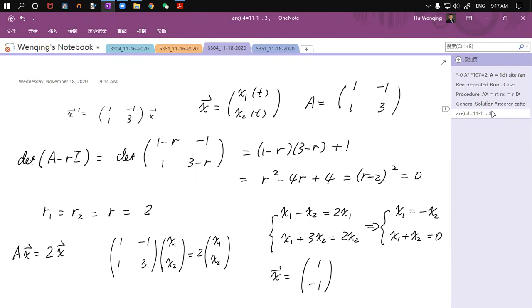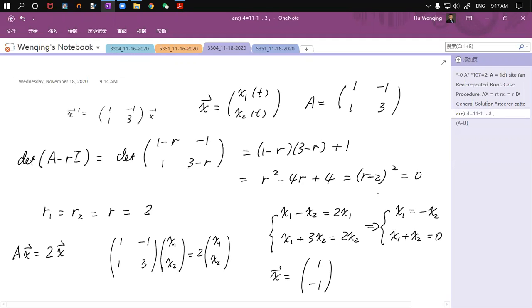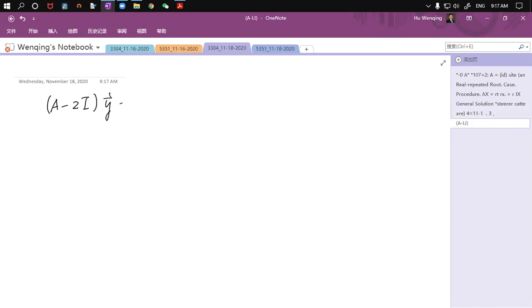Is that good for everybody? Okay, so that means you're going to look for A minus rI. r is the common real eigenvalue, so that's 2. Right? The common real eigenvalue is 2. So (A minus rI) multiplied by y is equal to x. Is that good for everybody?